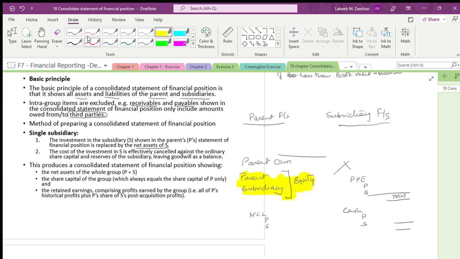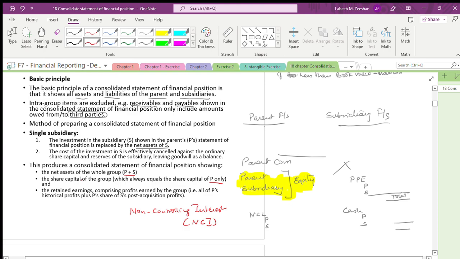Now what it says: the net assets of the whole group, parent and subsidiary. The share capital of the group is always equal to the share capital of the parent only. Share capital will be only for the parent company. For the subsidiary company, it is going to be called non-controlling interest. We use the word NCI. Concepts are very important. Calculations are more important, but concepts are also equally important.